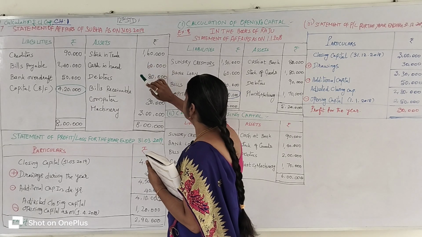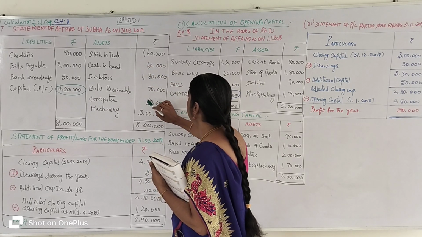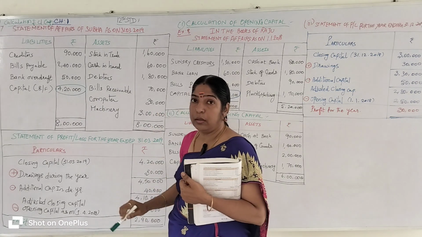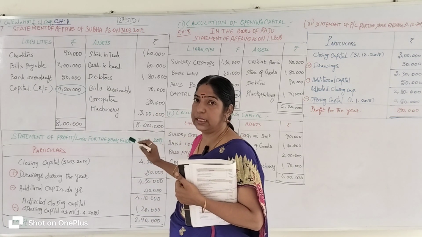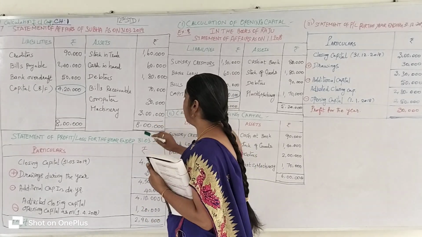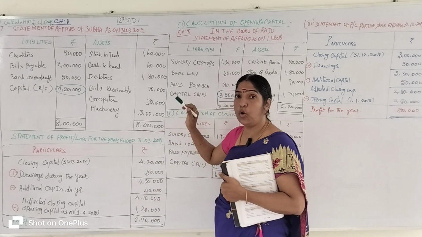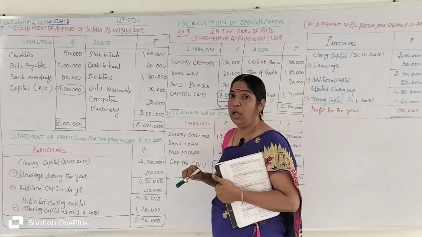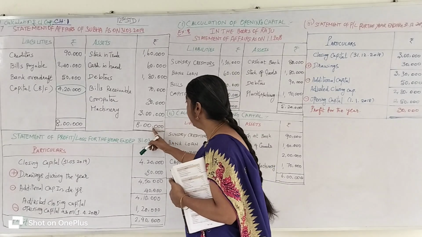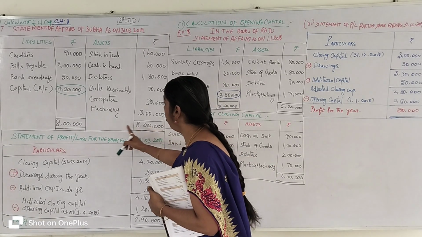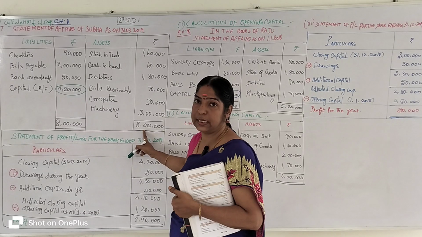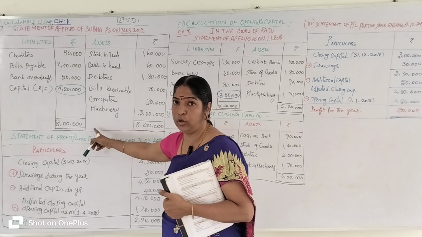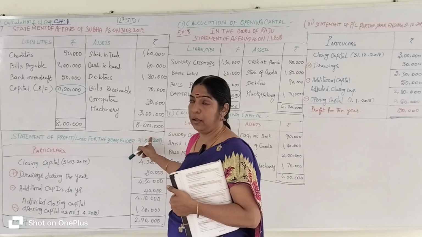Amount 1,60,000 plus 60,000 plus 1,80,000, 70,000 plus 30,000 plus 3 lakhs. The total amount is 8 lakh. 8 lakh is the higher value, so we assume that 8 lakh is the total. Total means we are going to enter that higher value amount on both the asset and liability side. Got it? We calculated the total.